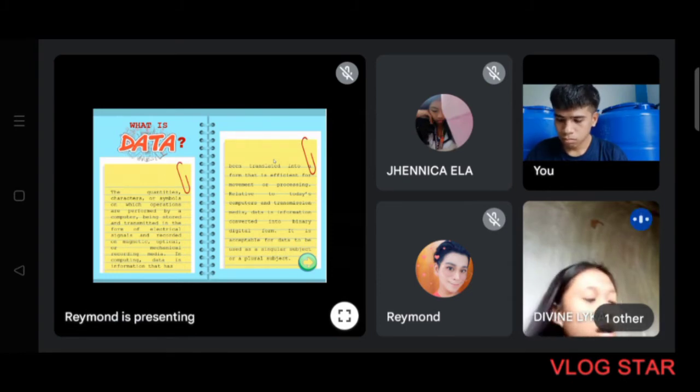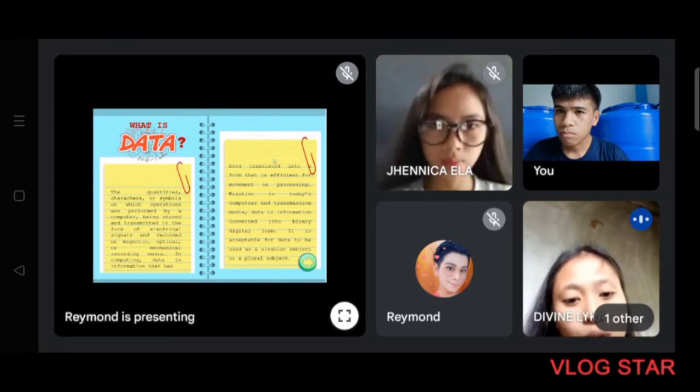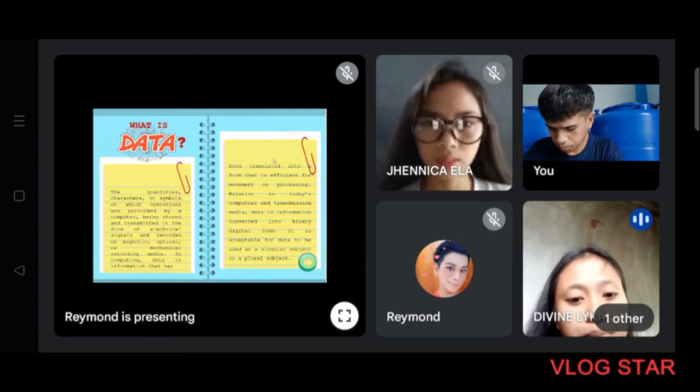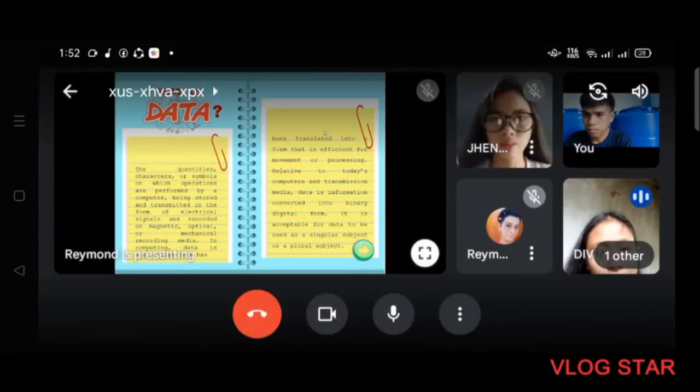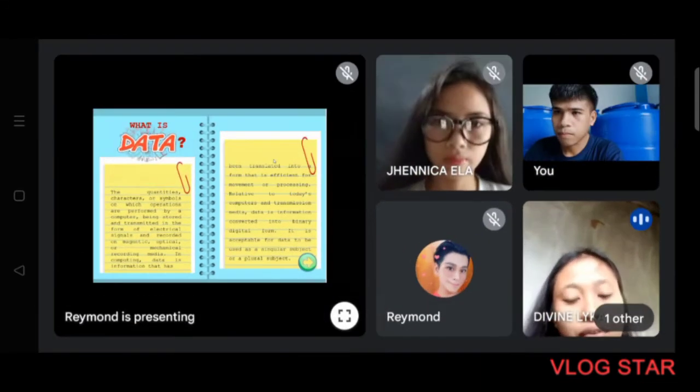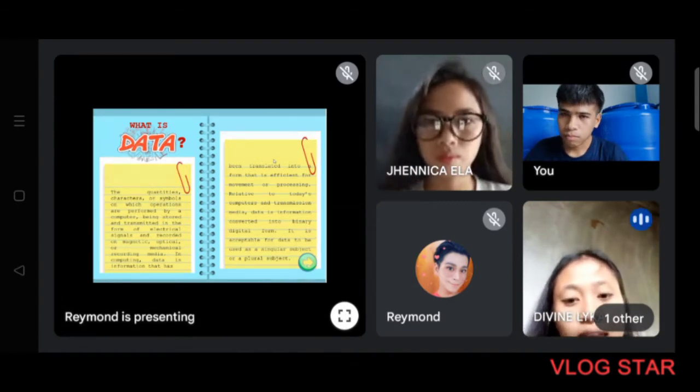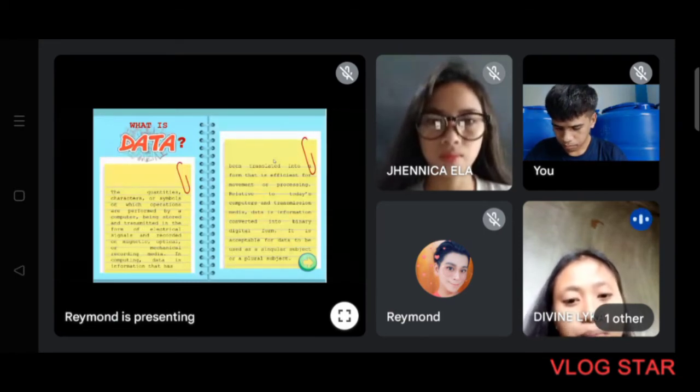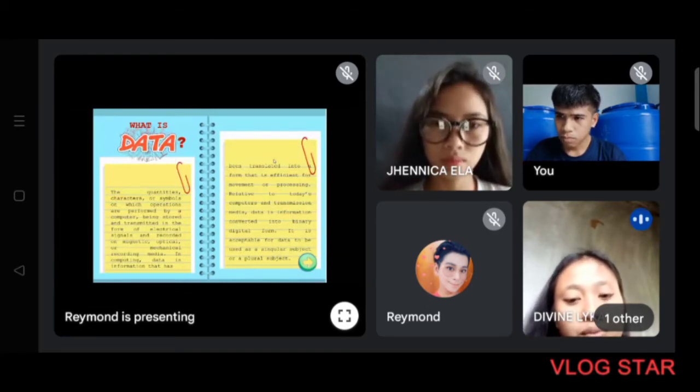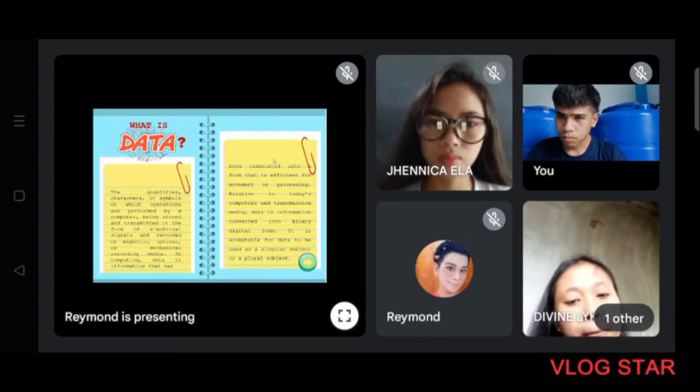And to sum up our ideas, data is said to be quantities, characters, or symbols on which operations are performed by a computer, being stored and transmitted in the form of electrical signals and recorded on magnetic, optical, or mechanical recording media. In computing, data is information that has been translated into a form that is efficient for movement or processing. Relative to today's computers and transmission media, data is information converted into digital form. It is acceptable for data to be used as a singular subject or a plural subject.